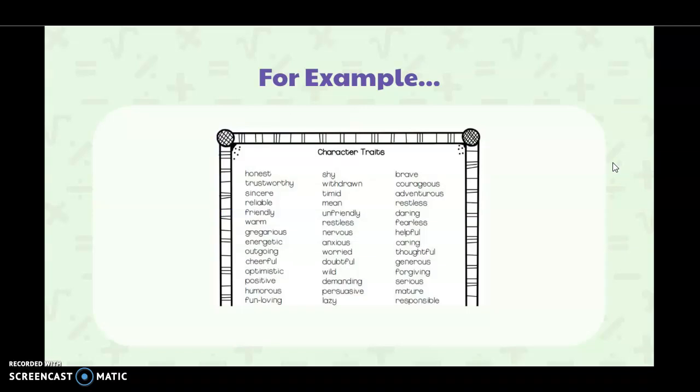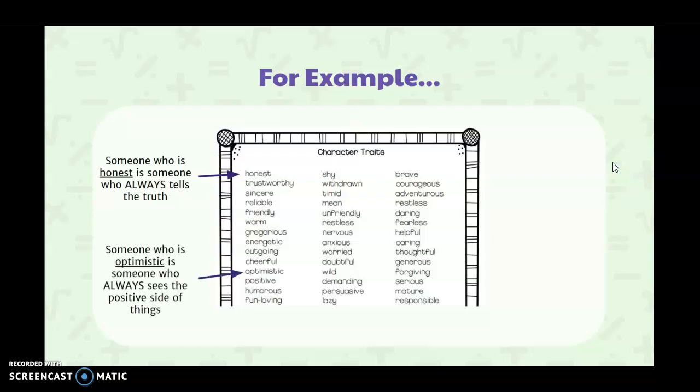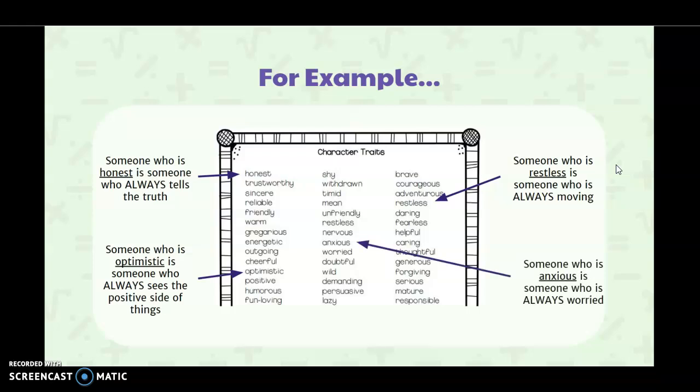On the screen, I have a list of a few different character traits. There are many, many more than this, but for example, you might say that someone is honest if they always tell the truth. Someone who is optimistic always sees the positive side of things. Someone who can be described as restless is always moving. They just cannot sit still. And someone who is anxious tends to always be worried about everything.